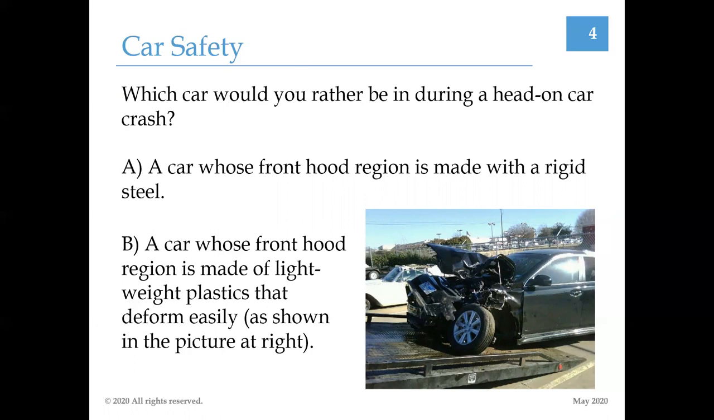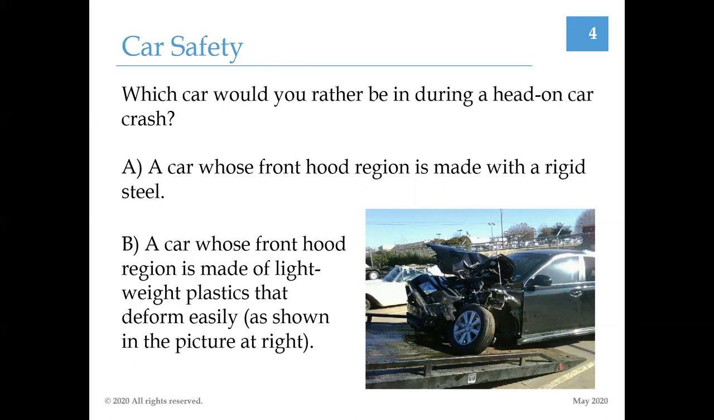All right, now that we've had a chance to answer this question on Gradescope, we can think a little bit about maybe some real world experience and try to figure out what an answer to this question would be. So we have the choices between the car with a steel rigid hood or a car with a lightweight plastic hood as shown on the right. So first thing that you might think about is, well, if the car on the right has that kind of lightweight plastic hood and it sustains what looks to be a pretty bad car accident, maybe I don't want to be in that car.